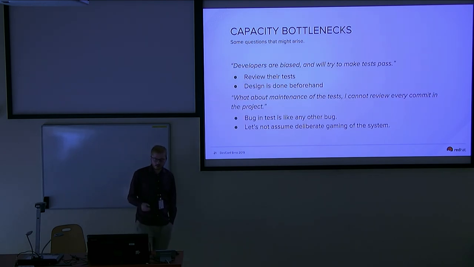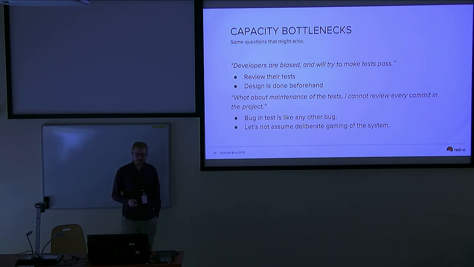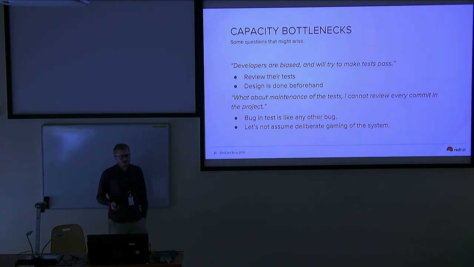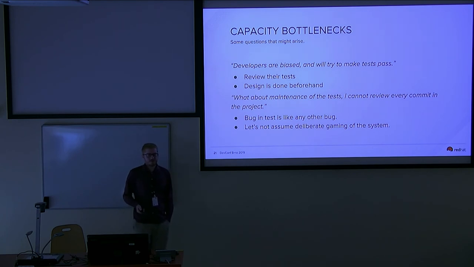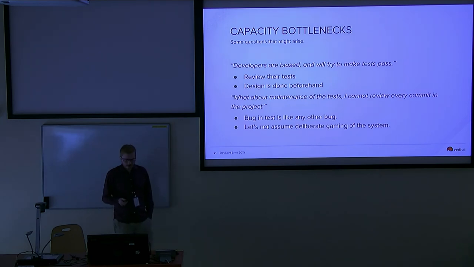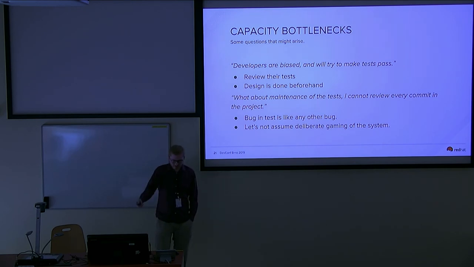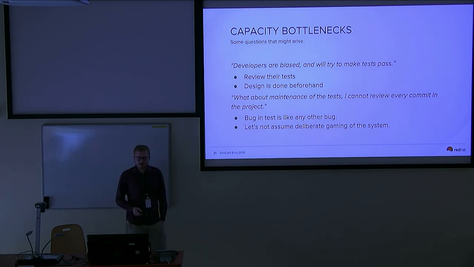And in my dry runs, I had some questions, or objections, so I put them here. So the first objection was that developers are biased and they will try to make tests pass. And what I can say is that you can review the pull request with the test, right? And you should be able to double check with the design whether it's along the design or not.